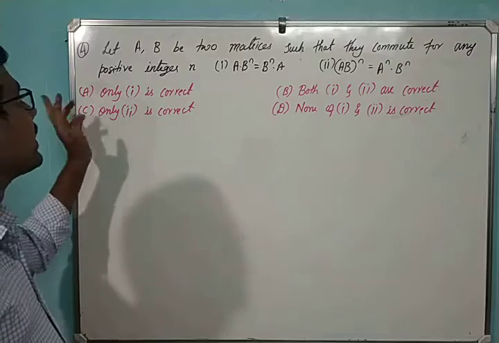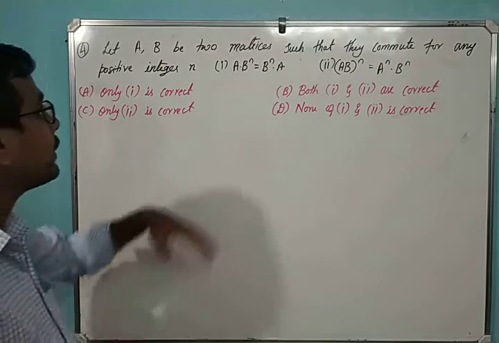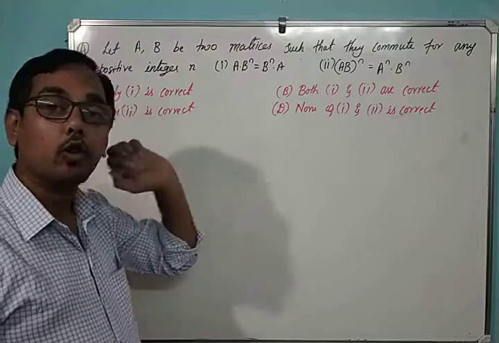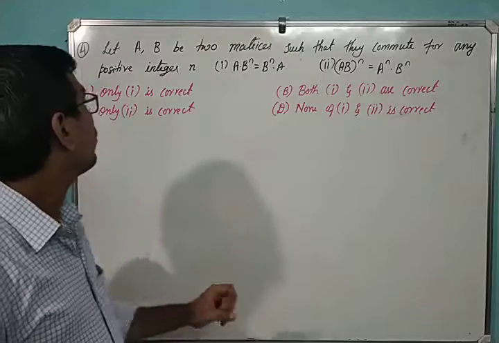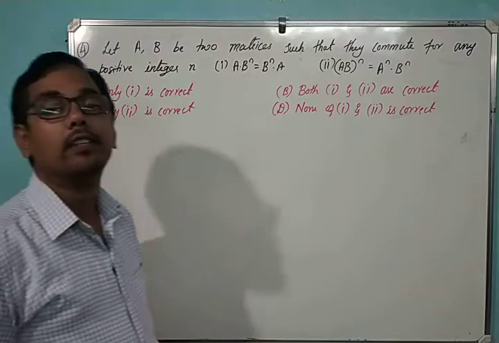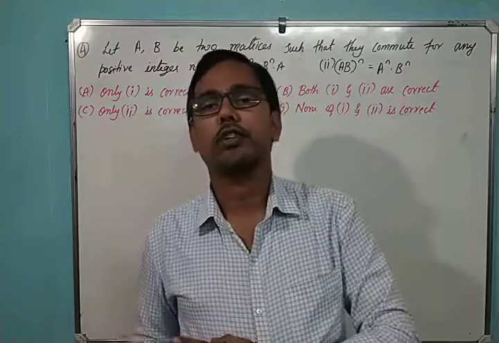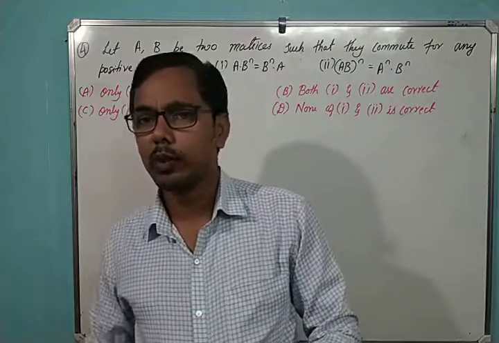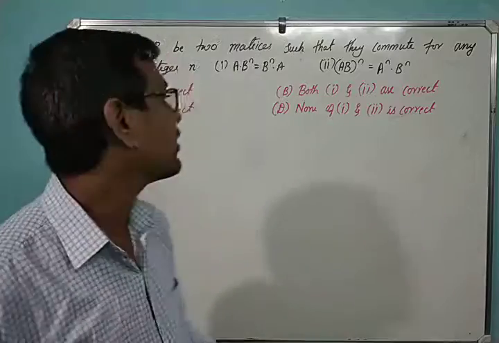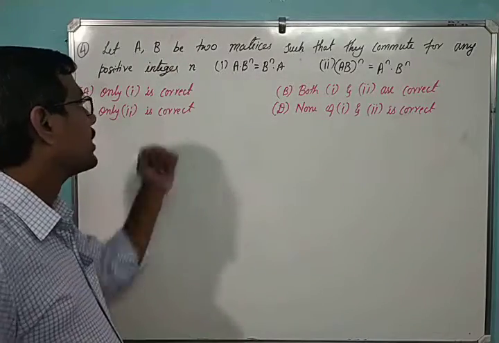Right? So let A and B be two matrices. What have they given here? A and B are two matrices such that they commute for any positive integer n. So they commute for any positive integer in the sense that whatever commutation law is possible, that is possible up to positive integer n.